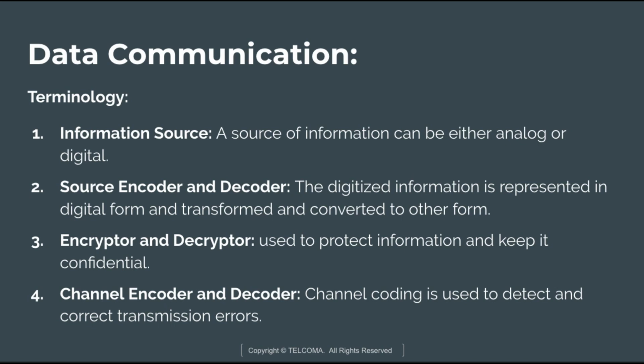Next is encryptor and decryptor. It is used to protect information and keep it confidential. Here the encryptor is used at the transmission part and decryptor is used at the reception part. Next one is channel encoder and decoder. Here the channel encoder provides the channel coding that is used to detect and correct the transmission error. It includes methods to detect and limit error. These methods include parity checking, checksum and cyclic redundancy codes.